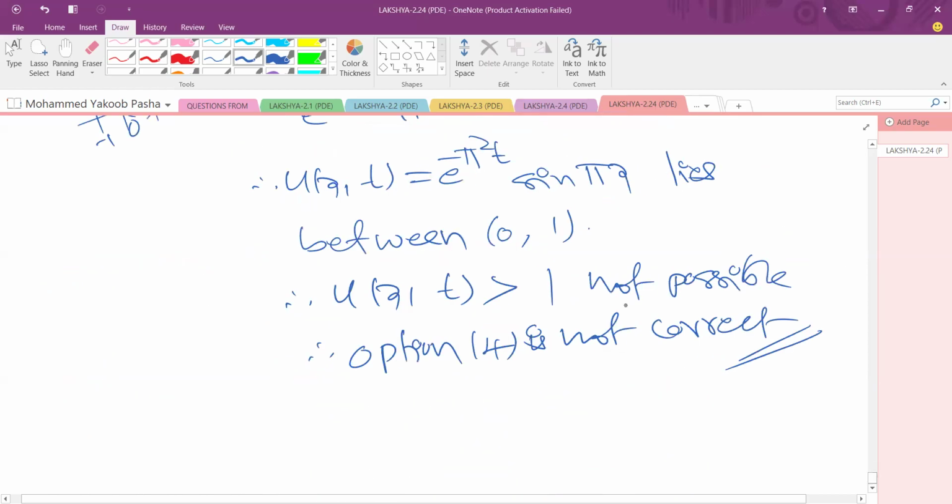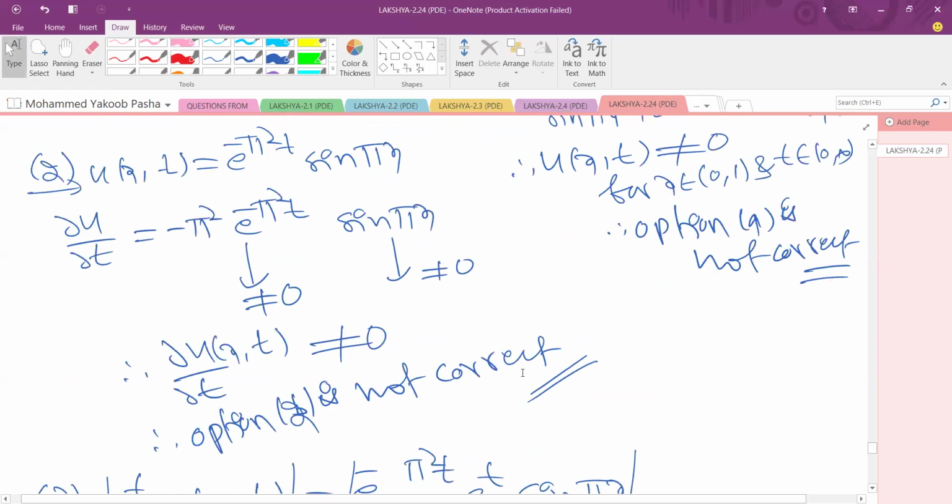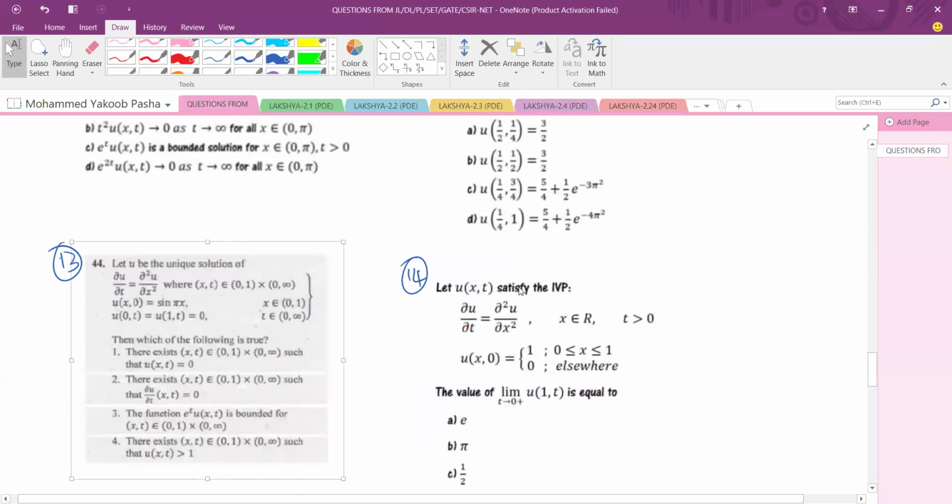We can go for only option 3, which is the right answer. That is, e power t into u of x comma t is bounded for x, t belongs to open interval 0, 1 and 0, infinity. Okay, now I am taking another problem.